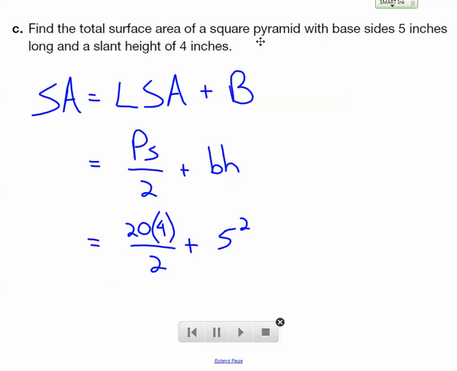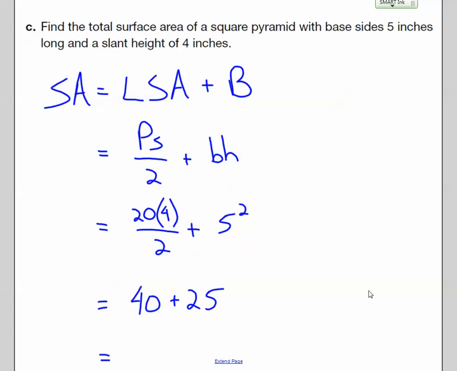So, the perimeter of the base: it's a square with sides 5 inches long, so 5 times 4 is 20. That's the perimeter of the base, 20. The slant height is 4 inches, so I put that in for the slant height, divided by 2. Then 5 squared, that's the area of the base, 5 times 5. The base and the height are both the same thing, so 5 squared. And then we'll just simplify this. 80 divided by 2 is 40. 5 squared is 25. So that's 65 square inches.